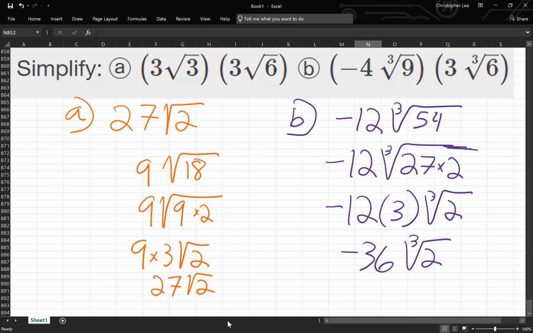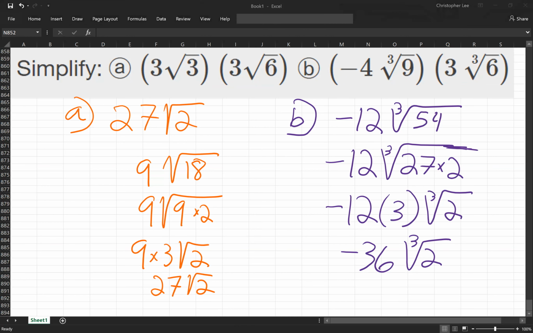Not bad. Even though it might seem a little tricky right now, when you guys practice this a little bit, you'll get it. Not to mention that you have the calculator, right?